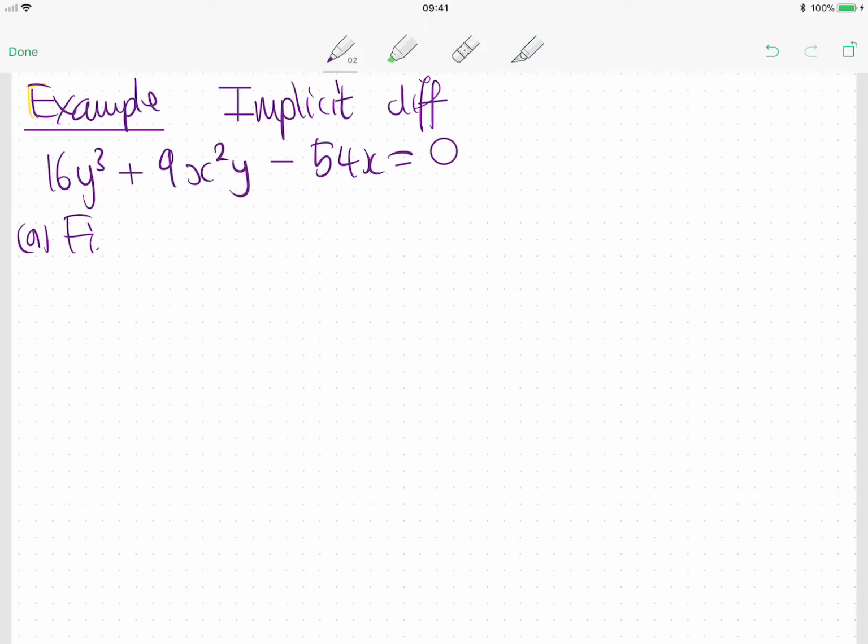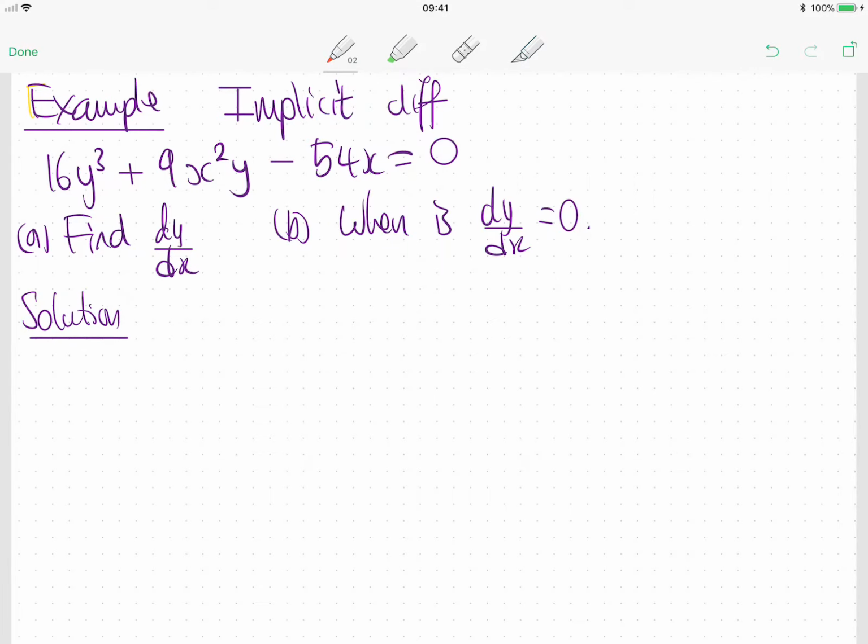So part A of the book says find dy dx in terms of x and y. Okay, I'm just going to abbreviate that to find dy dx. Part C says find the coordinates of the point C where dy dx is 0. I'm just going to say when is dy dx 0. Okay, so let's take a look at the solution.